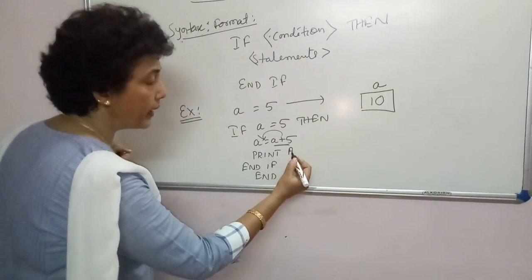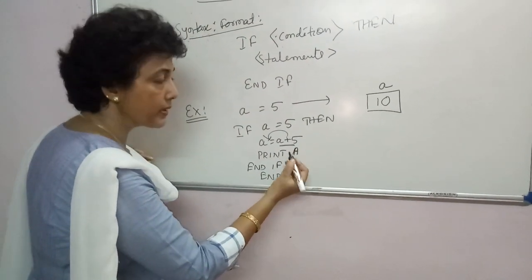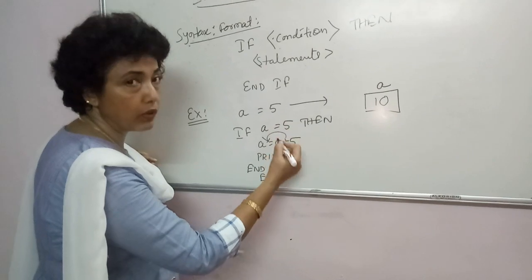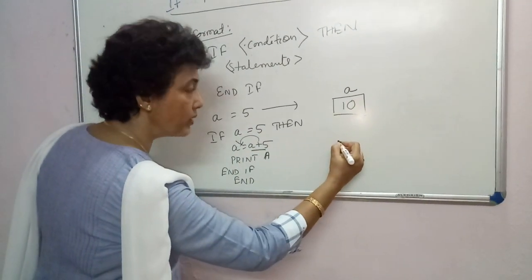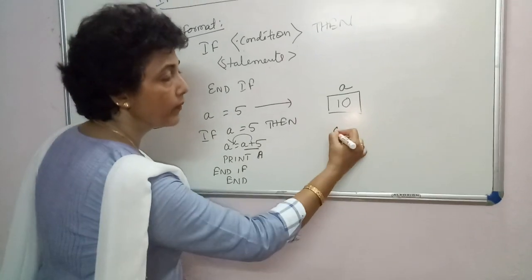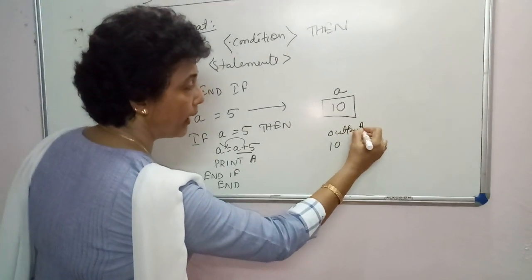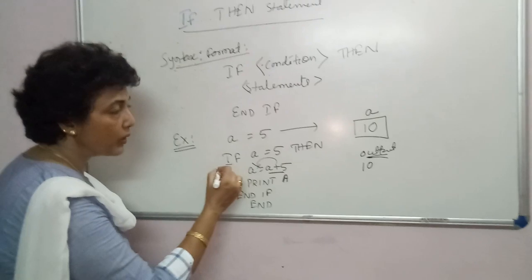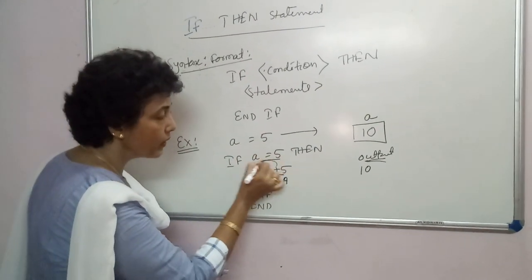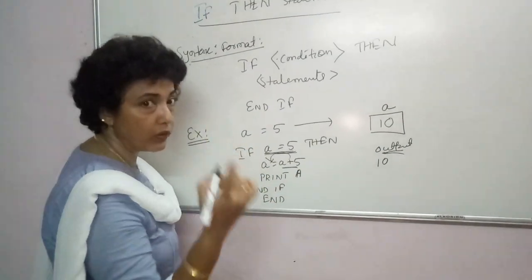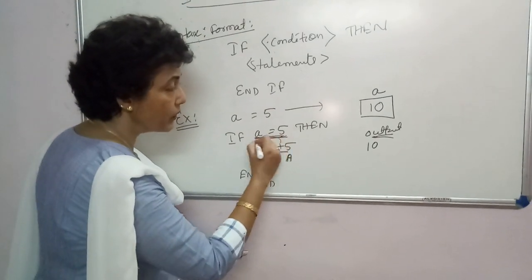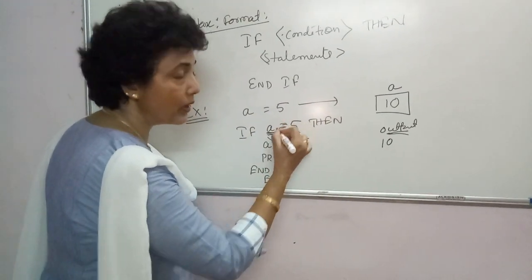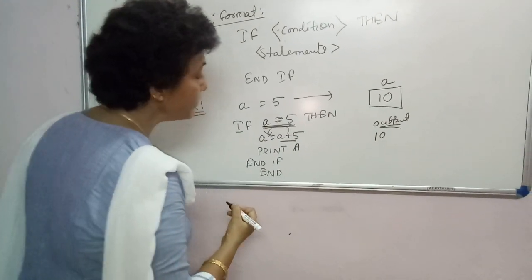Okay, now print a. Here students, I have written the uppercase A, and previously I have written lowercase a, but that makes no difference. So print a means on screen it will show me 10 as the answer. Okay, so in this particular example, this is the condition. As I have already told you, condition is a relational or logical expression. Now this is a relational expression, this is the equality operator.